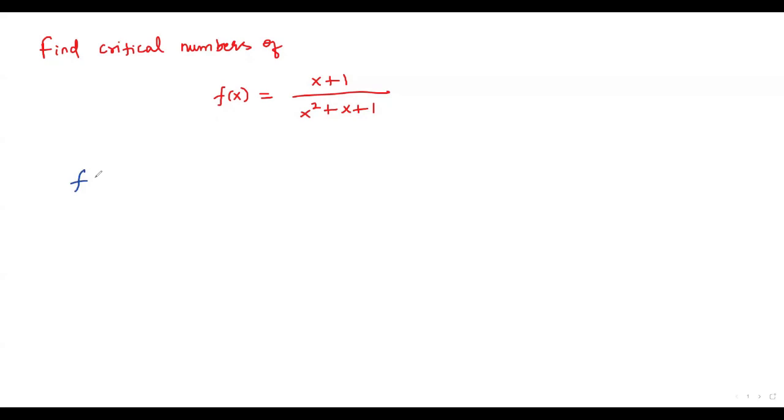Now let me write the given function as it is. It is f of x equals (x + 1) over (x squared + x + 1). Here this function contains a variable in both numerator and denominator. So whenever I want to find the derivative of a function which contains a variable in both numerator and denominator, I have to use the quotient rule of derivative.